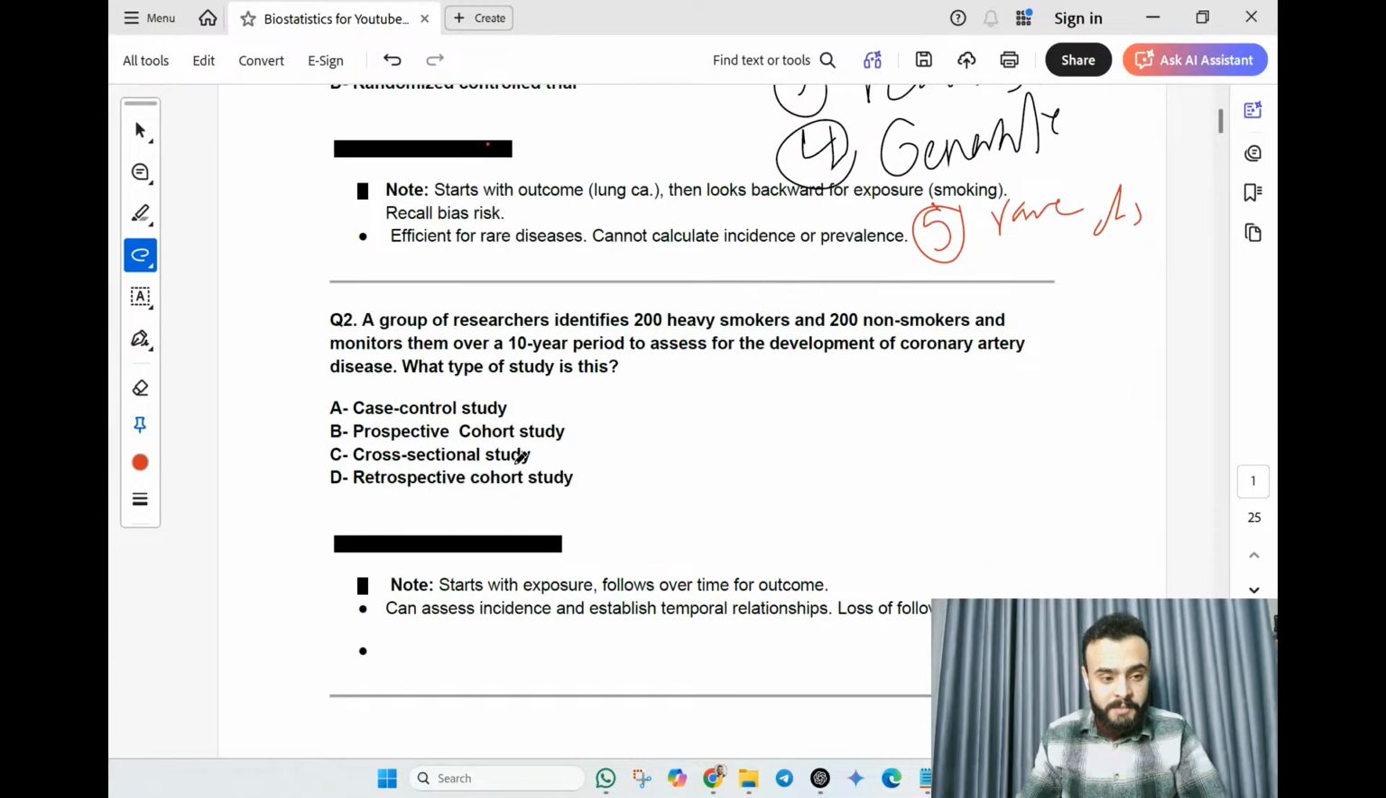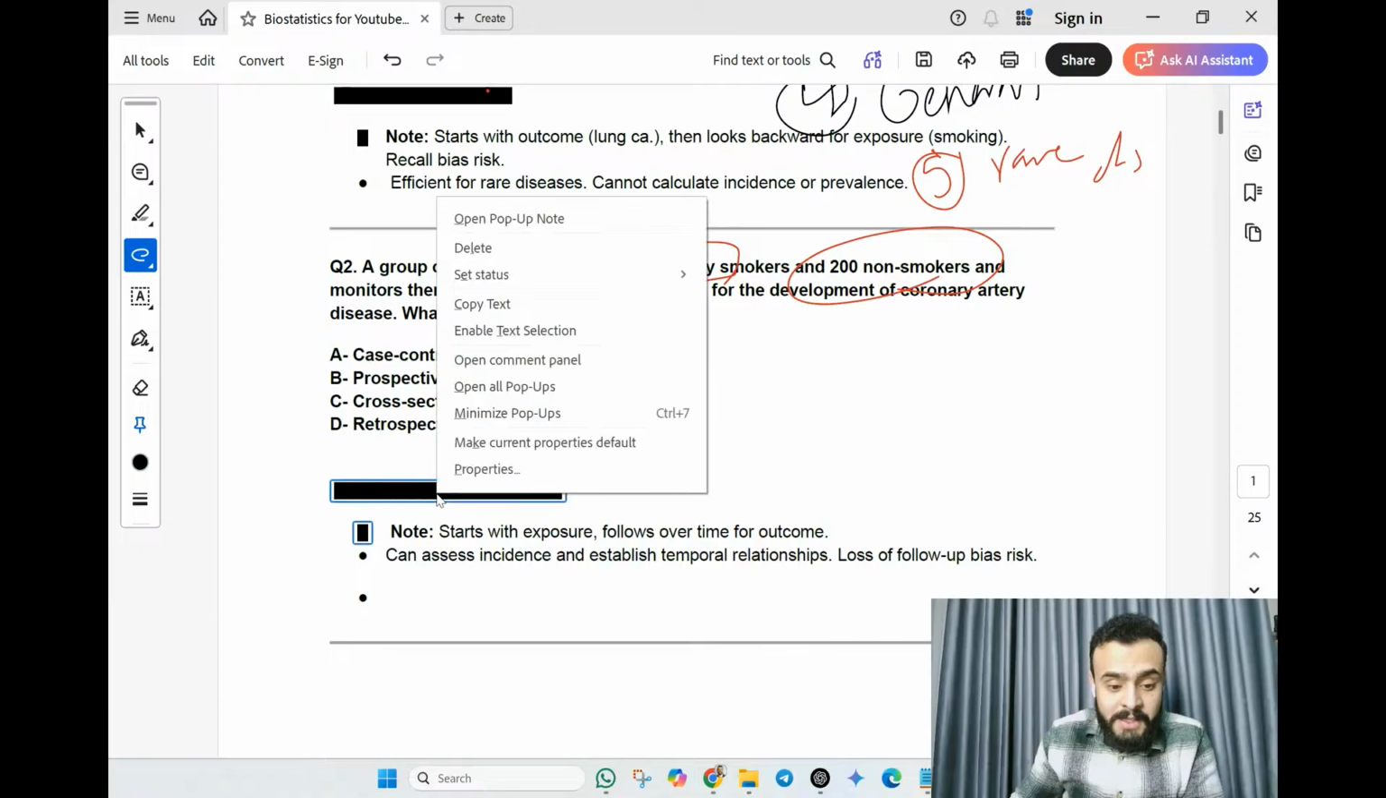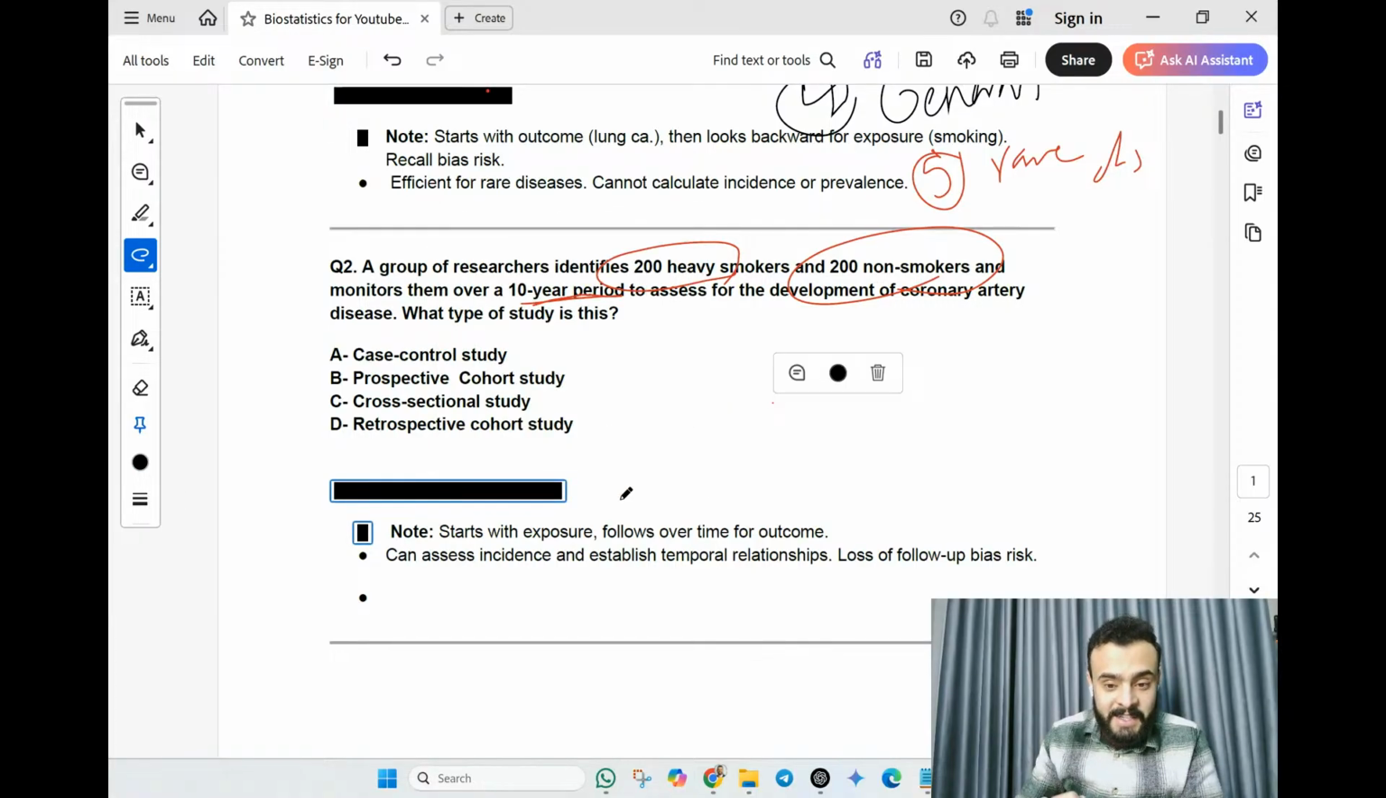Okay, next. A group of researchers identifies 20 healthy smokers. This is the first group, and 20 non-smokers. This is the second group, and monitors them all in the future over a 10 year period to assess the development of coronary artery disease. What study design is that?